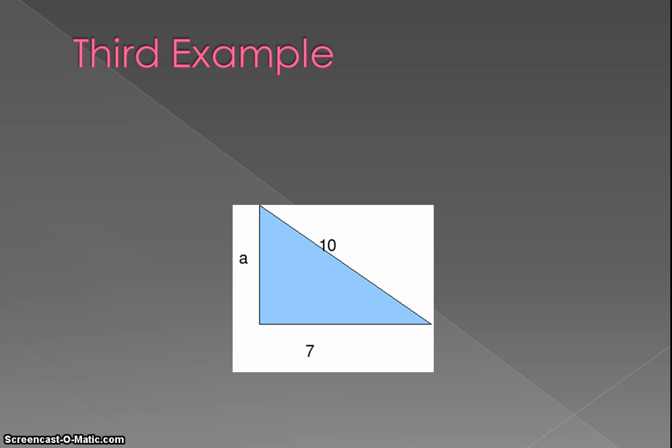Now we have to get a by itself, so we are going to subtract 49 from 100. Now your paper should read a squared equals 51. Our last step is to find the square root of 51, but since there are no two numbers that multiply to get 51 evenly, we're going to get a decimal as our answer. By plugging in the square root of 51 on your calculator, the value of a is about 7.14.